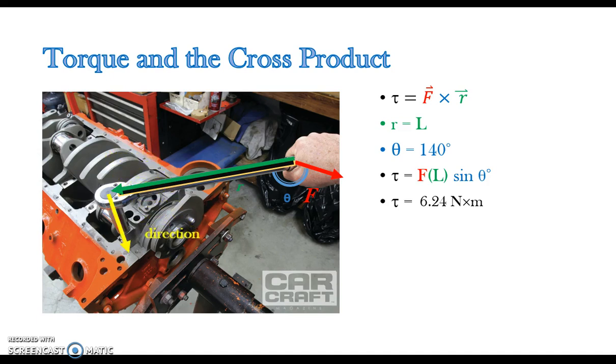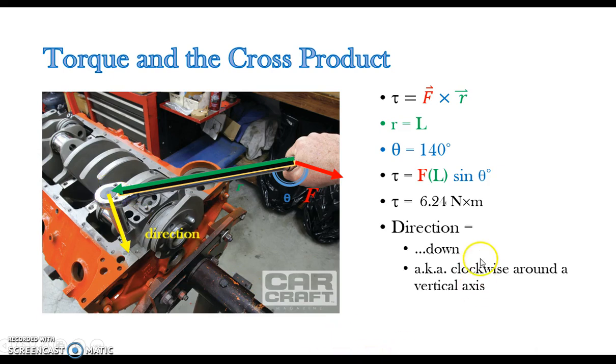How can we tell? All right, take your fingers, curl them in the direction that the torque wrench is going to turn. Looks to me very, very much like clockwise. Clockwise is negative. That is clearly down rather than up. Clockwise around the vertical axis. Email me or take notes or both if you have questions about this example.